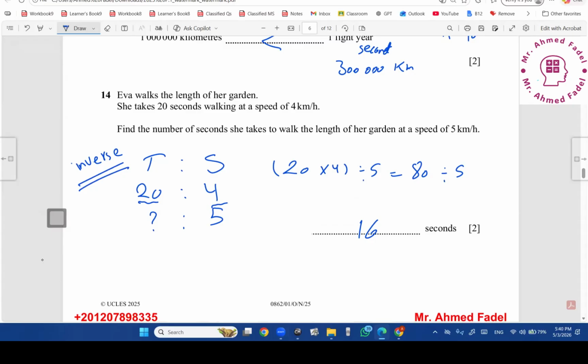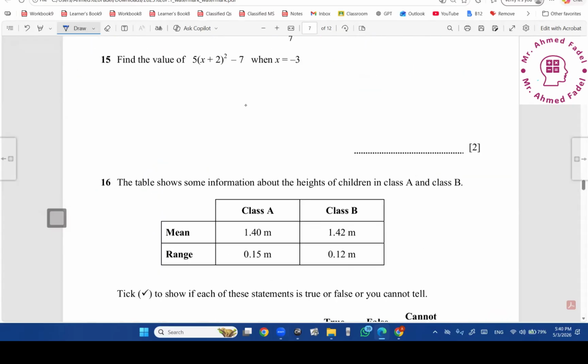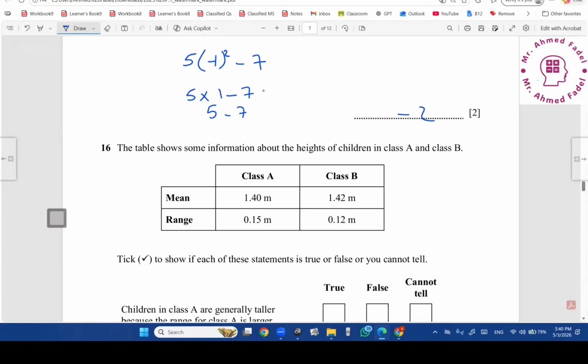Here, it is 5 multiplied by negative 3 plus 2, which is negative 1, squared, minus 7. So it is 5 times 1 minus 7. So it's going to give you exactly negative 2. So 5 minus 7, you must multiply first. It is negative 2. Show your steps.